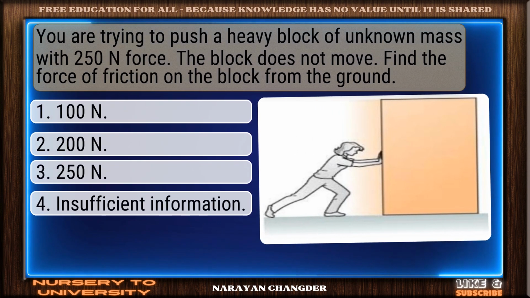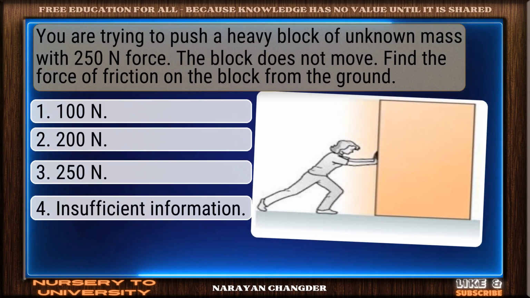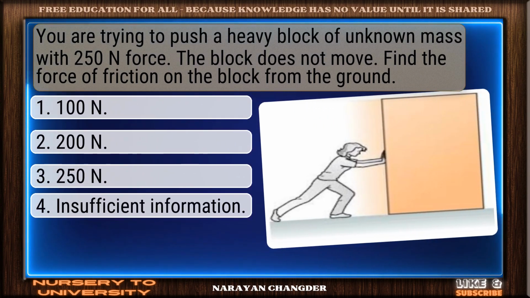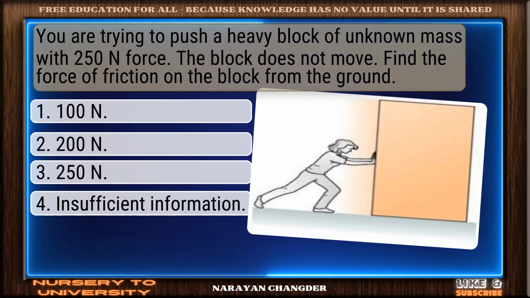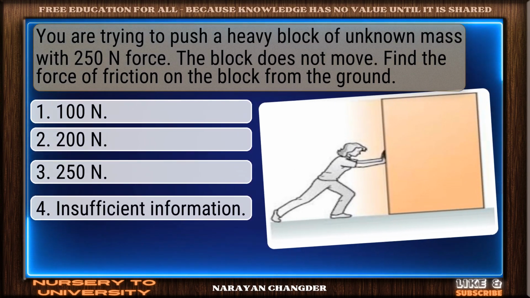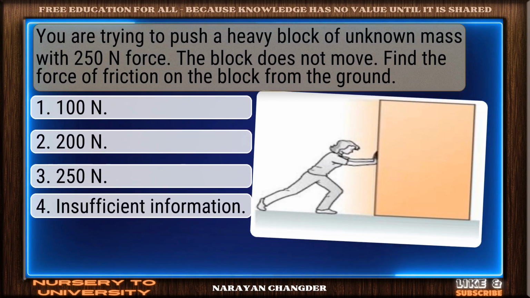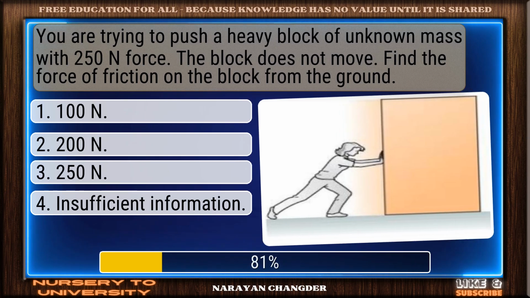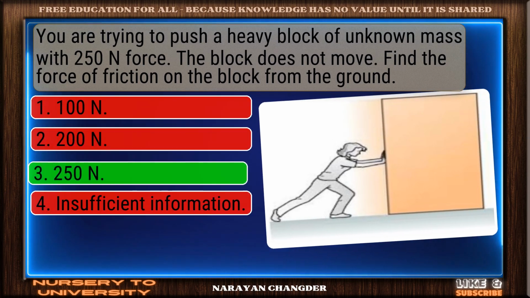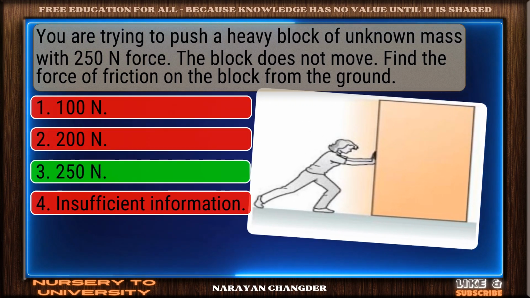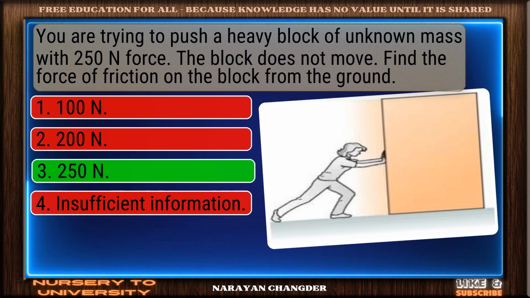Question number 4. You are trying to push a heavy block of unknown mass with 250 N force. The block does not move. Find the force of friction on the block from the ground. Correct response. 250 N is the most accurate answer.